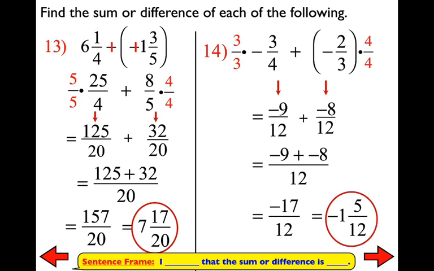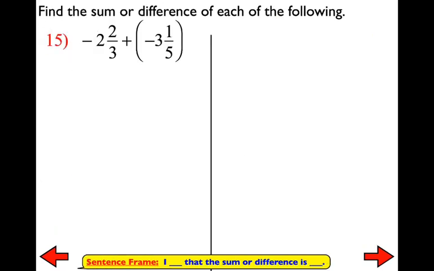All right, let's go to number 15. Pause the video, try number 15, and then play to see whether you got it right or wrong. Much like several of the previous problems, we need to turn into improper fractions first. Therefore, we have negative 8/3 plus negative 16/5.